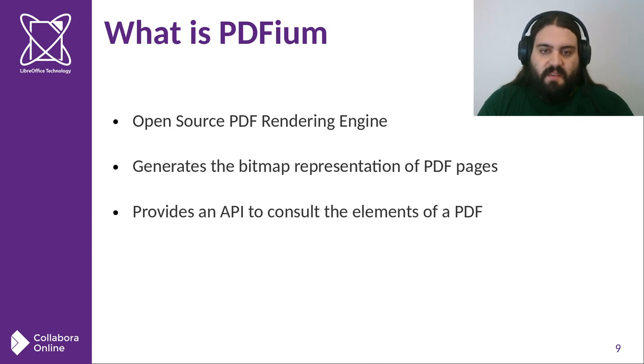Now, PDFium is an open source PDF rendering engine. It's maintained by Google, and it is the engine used by the Chromium browser to display PDF files natively. The characteristics of this engine that are useful to us for the handling of PDFs is the fact that it can generate a bitmap representation of a given PDF file, and that it also provides an API to consult the elements contained inside the PDF file, their values, the relationship about each other, and so on.